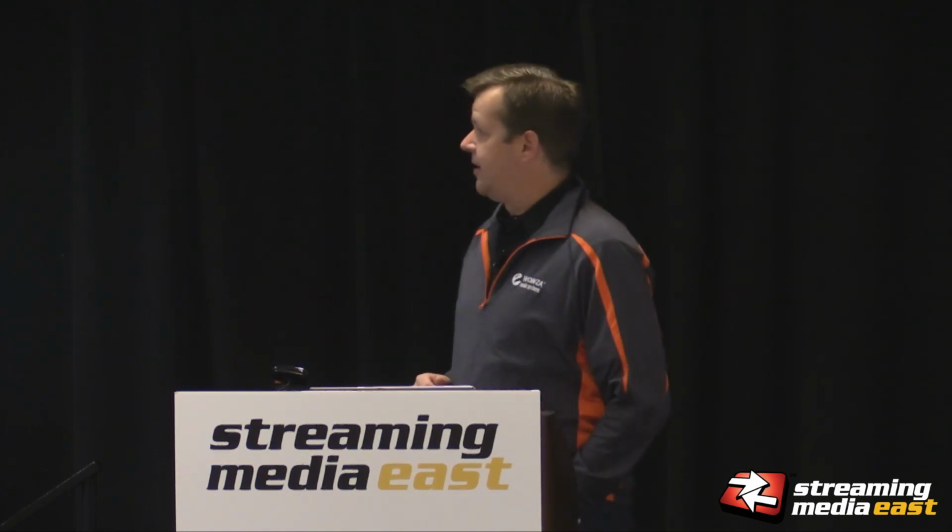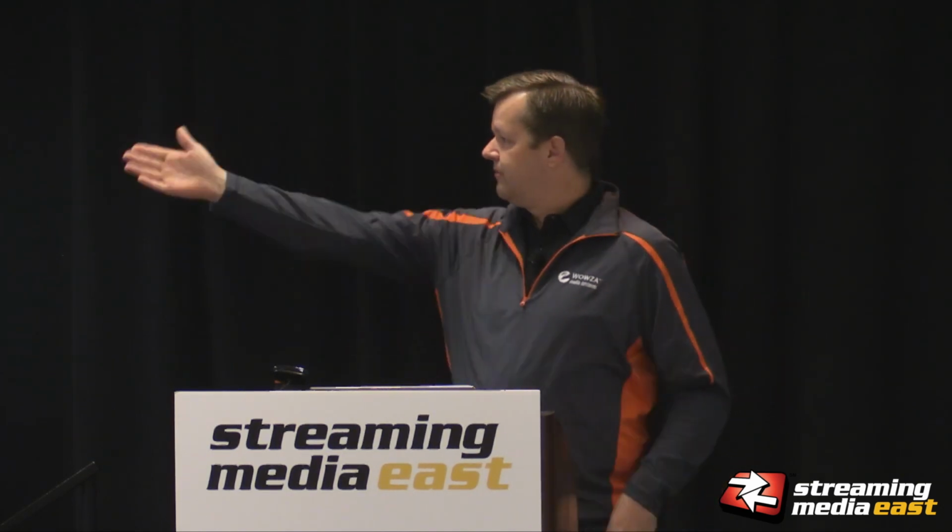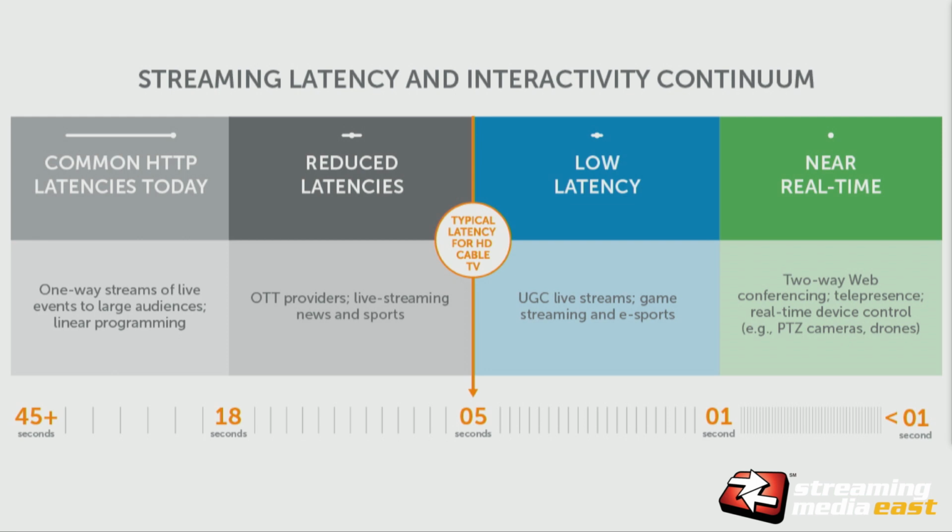I want to define, we hear terms like low latency, ultra low latency, real time. What do we really mean when we talk about these things? So I'm going to start at the left. Common HTTP latencies for HLS and Dash are upwards of 45 seconds, 30 to 45 seconds, depending if you're going through a CDN. And this is really for one-way streams to large audiences.